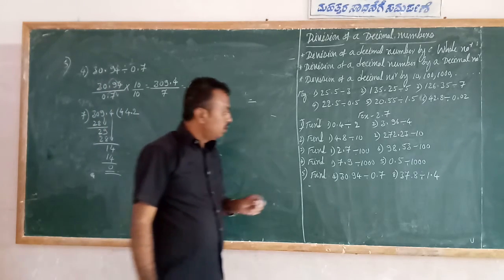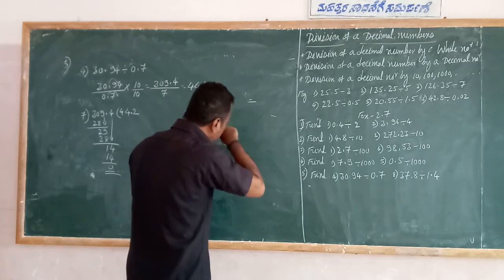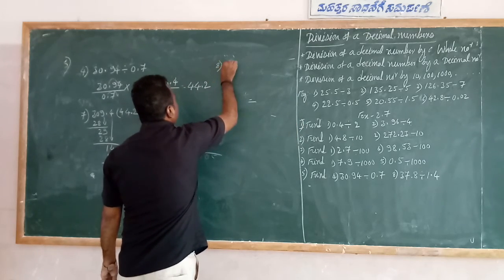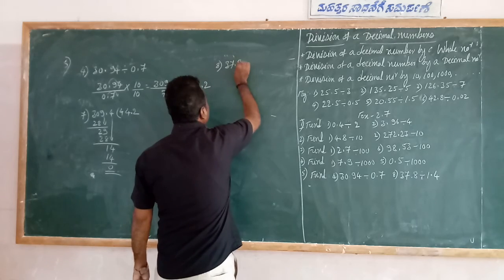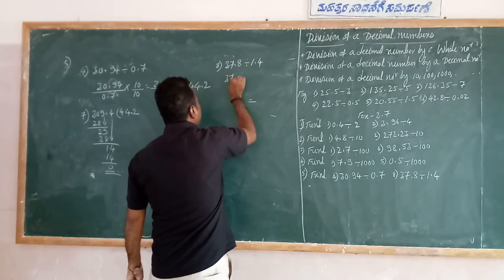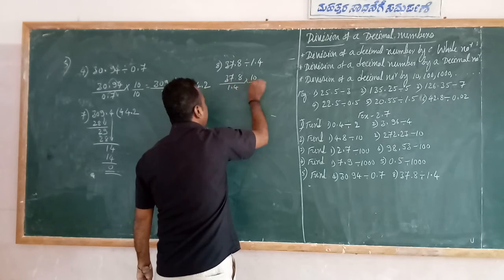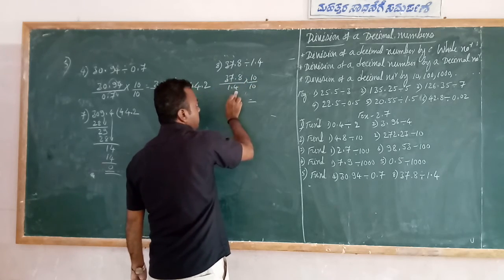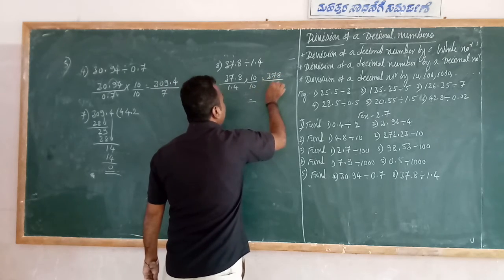Have you understood? So next, students, the eighth question I will show now. 37.8 divided by 1.4. Same procedure. 37.8 divided by 1.4. This number we have to multiply by 10 because only one digit is there. So therefore 378 upon 14.